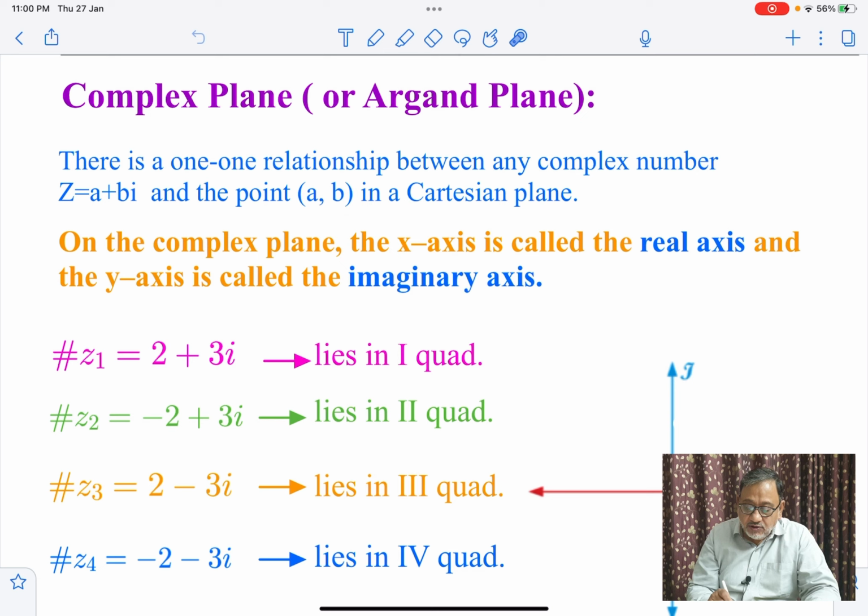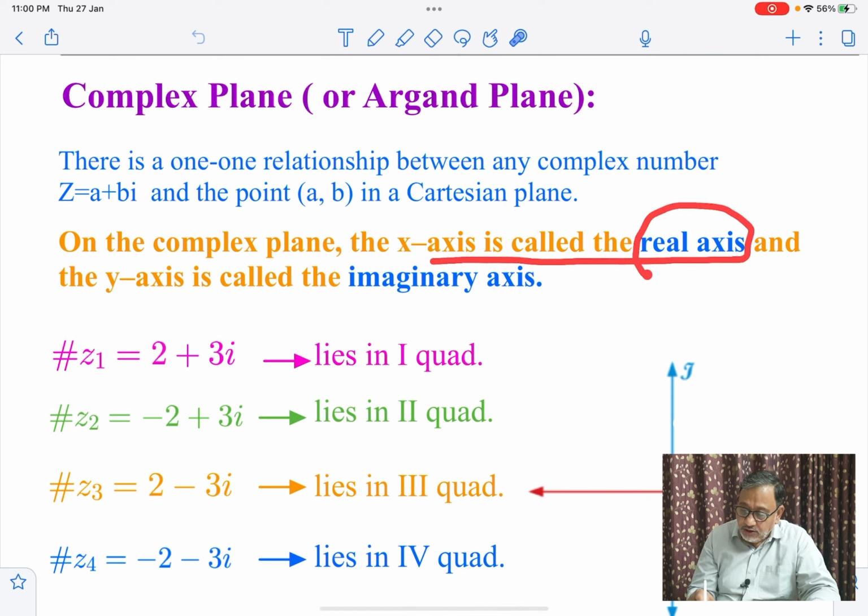(a, b) means the x coordinate a, y coordinate b. But here a will be the real part, b will be the imaginary part in the Cartesian plane. You already know the Cartesian plane. The x-axis is the horizontal axis, the y-axis is the vertical axis. On the complex plane, the x-axis is called the real axis, and the y-axis is called the imaginary axis.